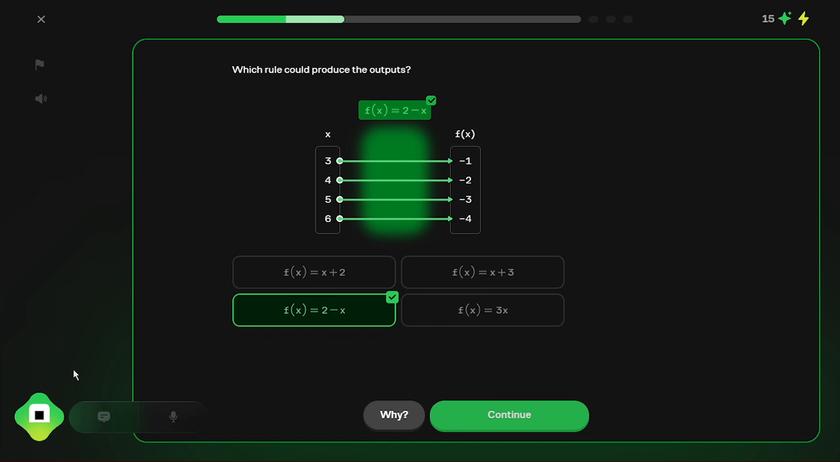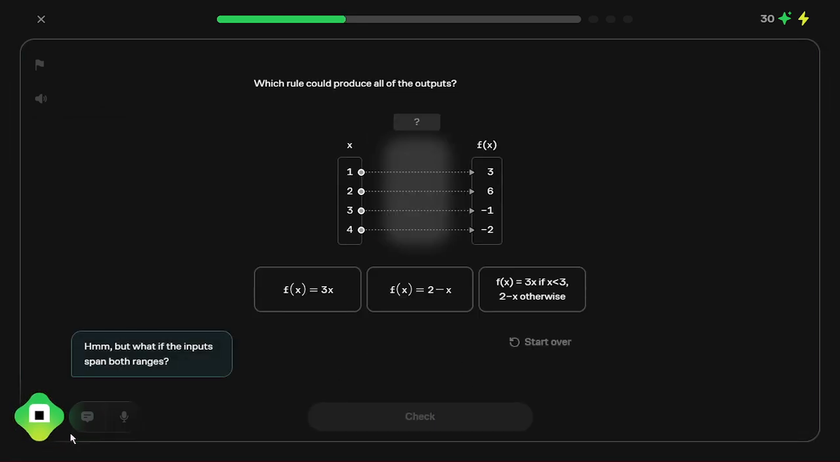So just for fun, I'm going to ask a tricky question. What if the inputs span both ranges? Neither simple rule works alone.